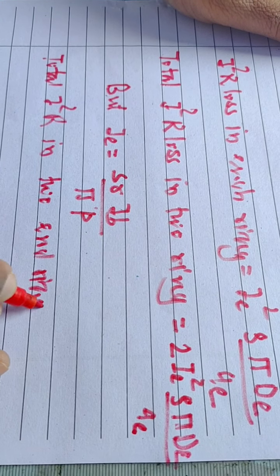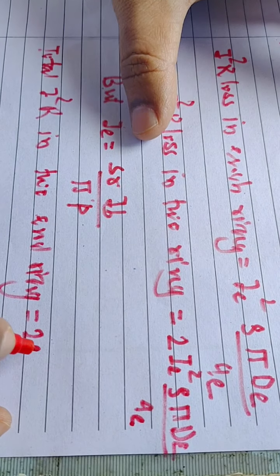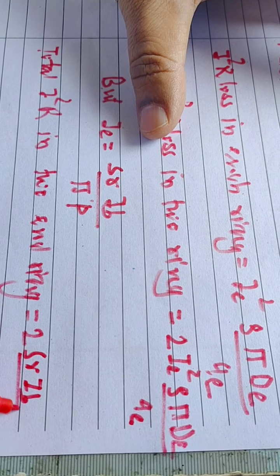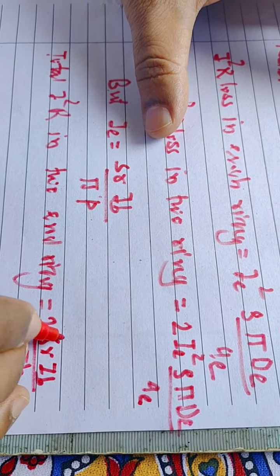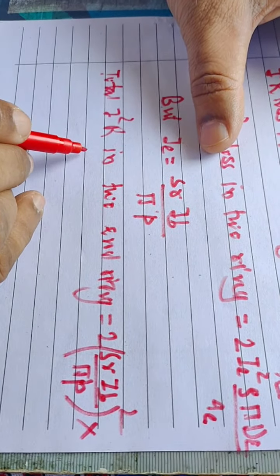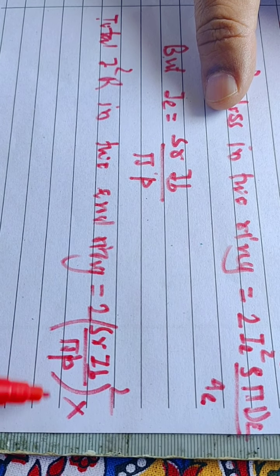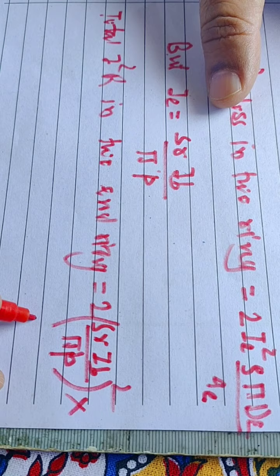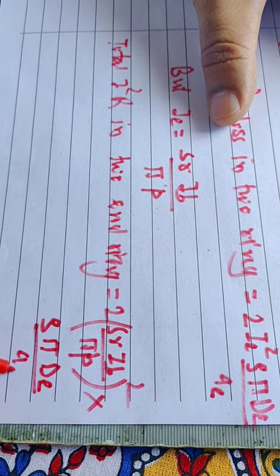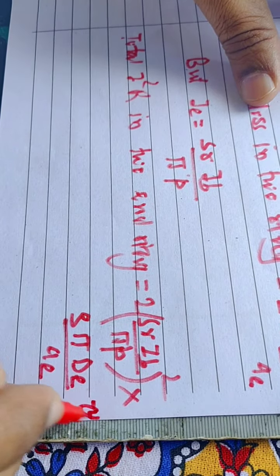is equal to 2 into SR IB upon pi P its square into rho pi dE upon AE. This is I square R loss in two rings, 2 IE square, this is IE square into rho pi dE upon AE. This is equation 2.